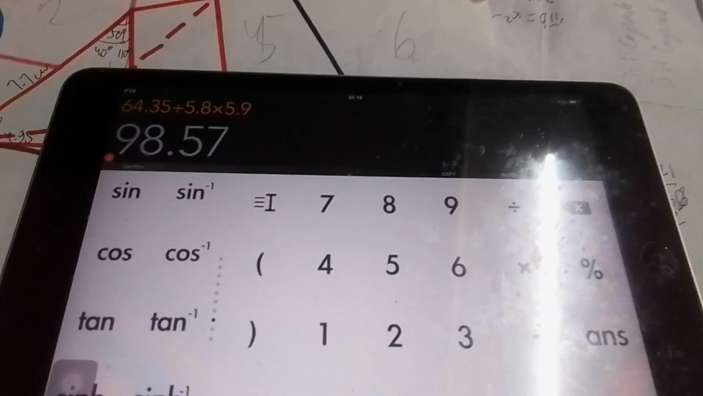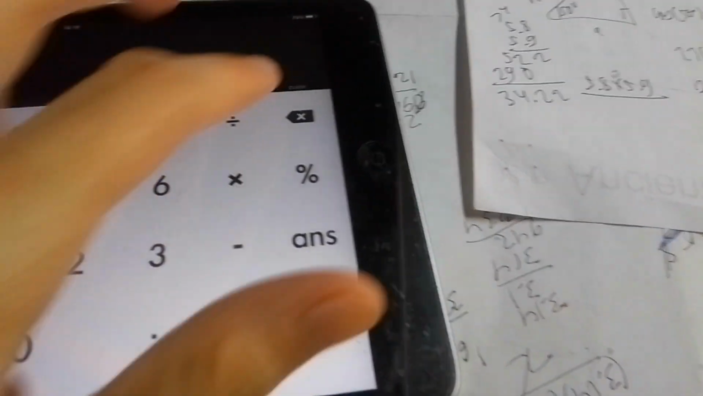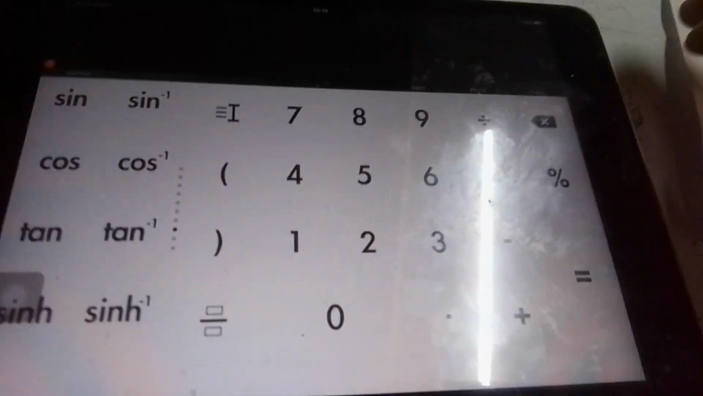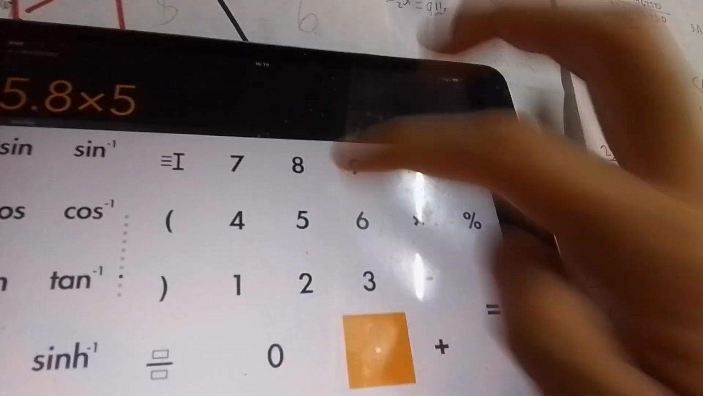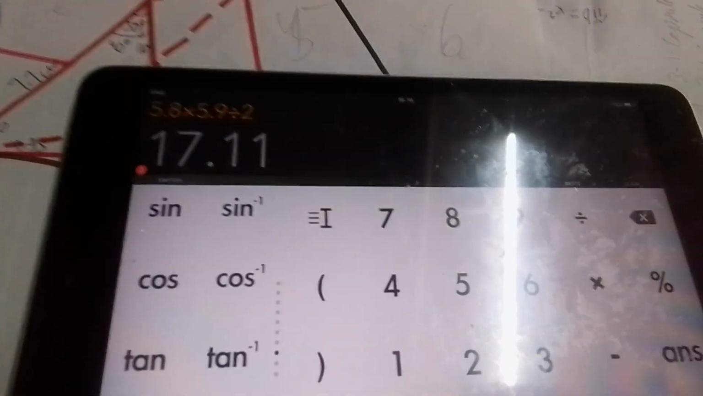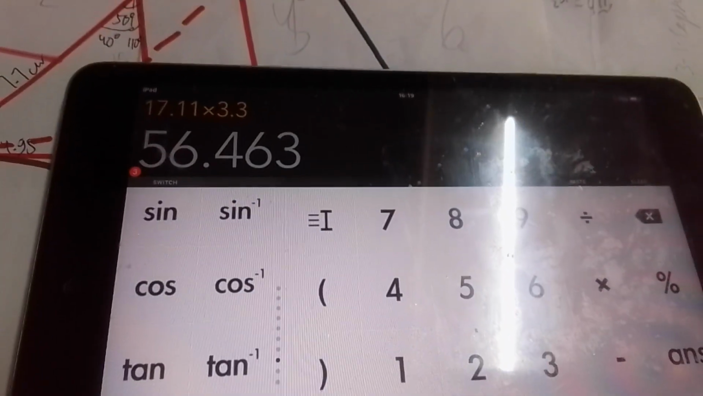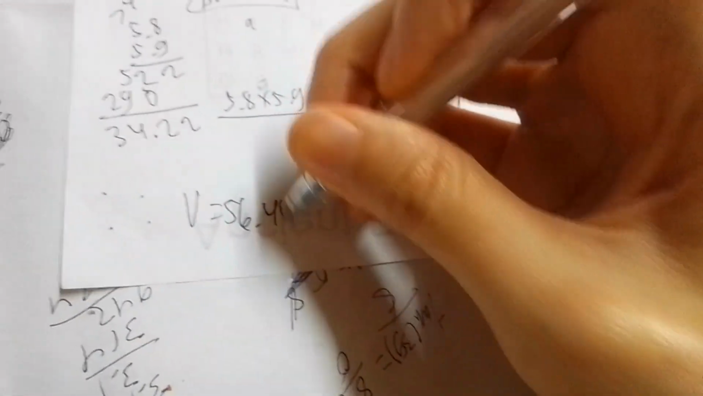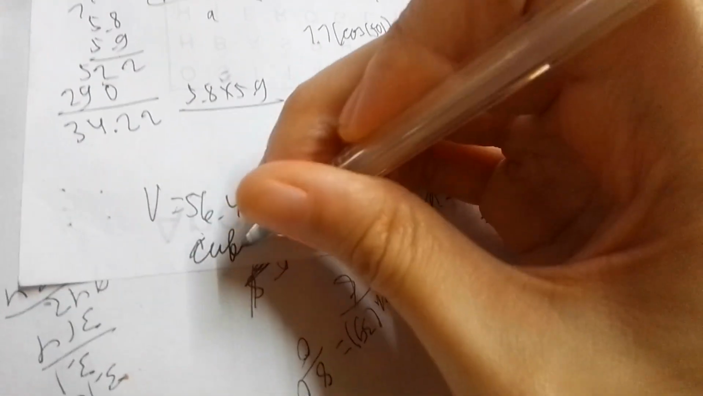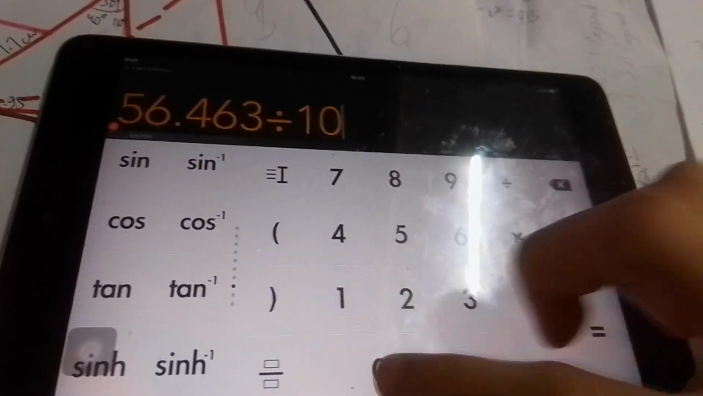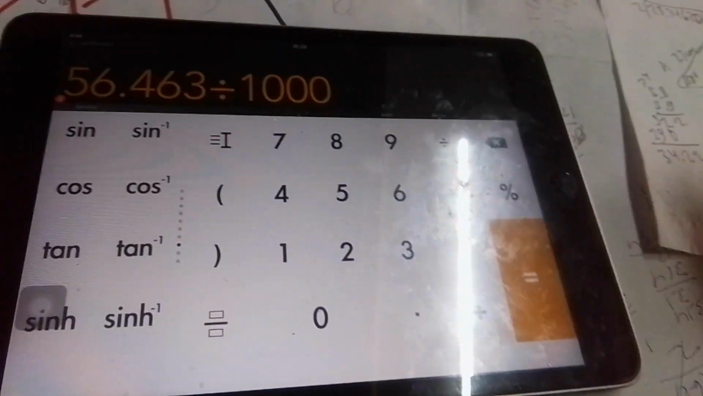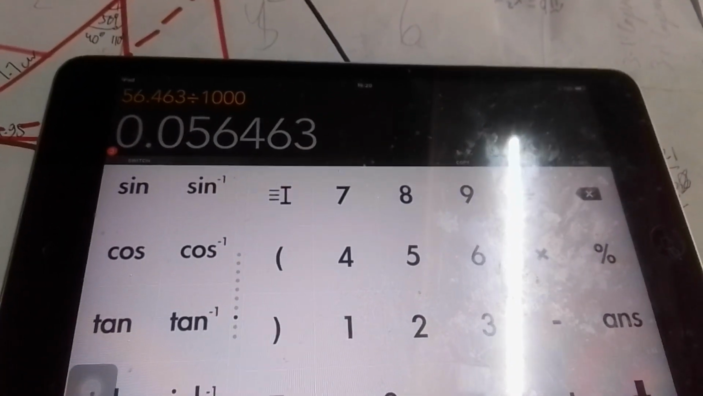98.57 square cm. Alright? And now to solve for the volume, madali lang yan. 5.8 times 5.9, divide by 2. Get the area of one triangle and then multiply that by the height. So your volume is 56.43 cubic cm. Then if you convert that to liters, divide your answer by 1,000. Or in short, shift the decimal places 3 to the left, and you should get 0.05643. Yun lang.